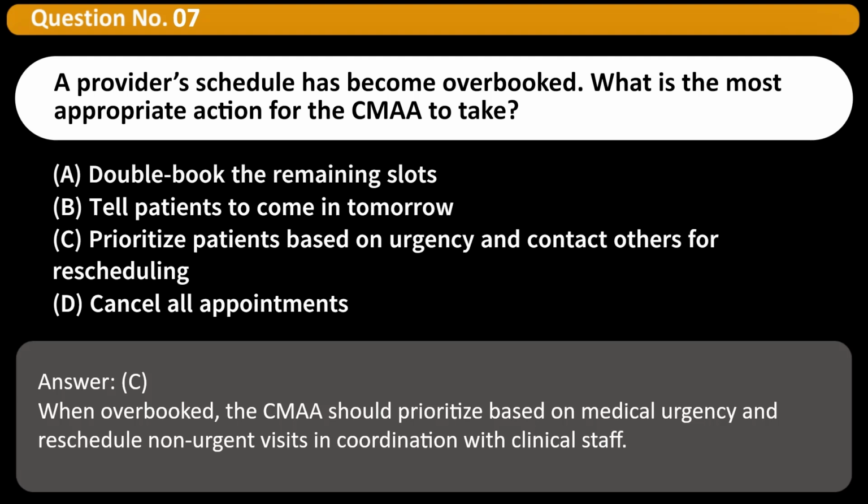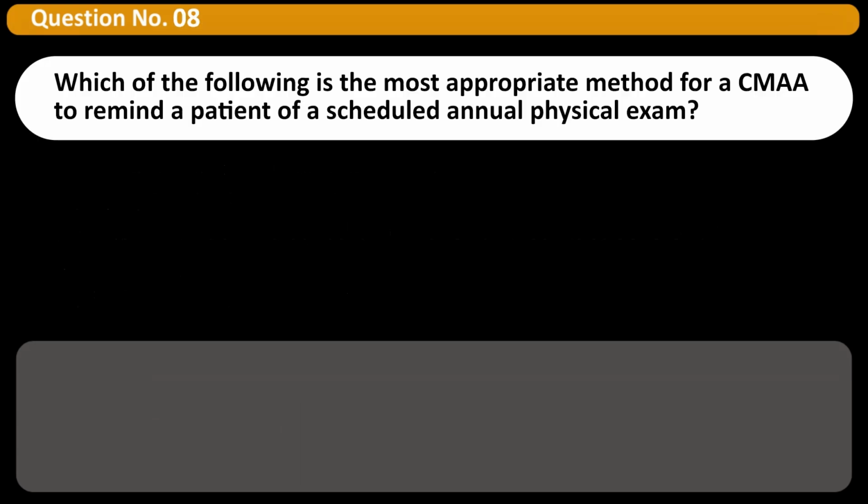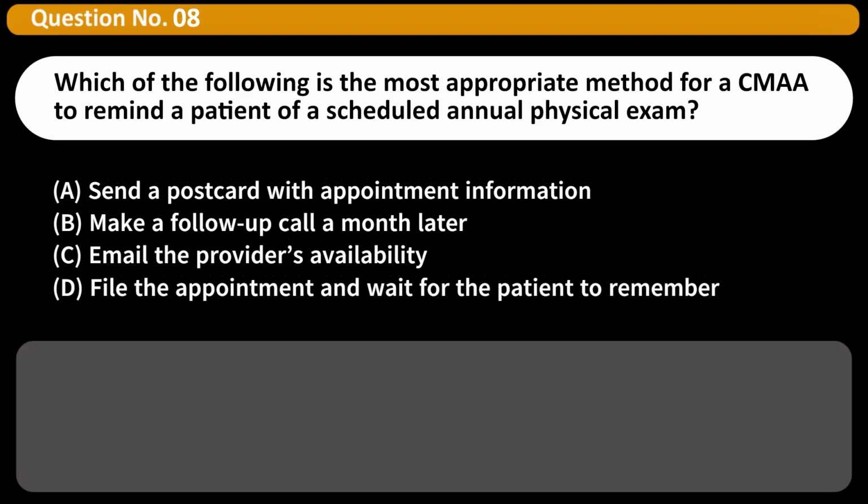When overbooked, the CMAA should prioritize based on medical urgency and reschedule non-urgent visits in coordination with clinical staff. Which of the following is the most appropriate method for a CMAA to remind a patient of a scheduled annual physical exam? A. Send a postcard with appointment information.